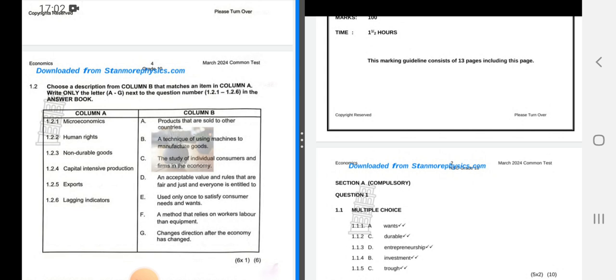So in column B, we have products that are sold to other countries. B, we have a technique of using machines to manufacture goods. C, we have the study of individual consumers and firms in the economy. D, we have an acceptable value and rules that are fair and just and everyone is entitled to. And then E, we have used only once to satisfy consumer needs and wants. A method that relies on workers' labor more than equipment, and changes direction after the economy has changed.